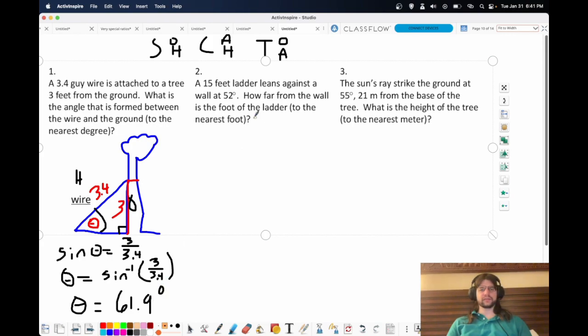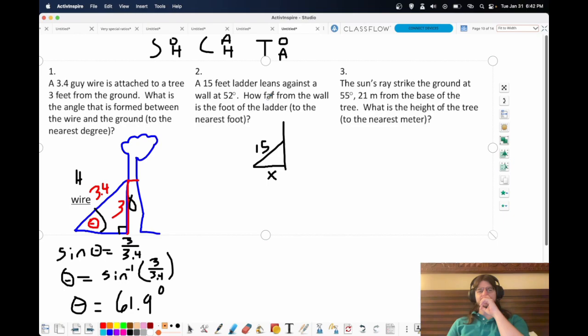All right, let's look at the next one. We got a ladder leaning against the wall. So again, we got a wall, ladder's leaning against it. And how far from the wall is the foot of the ladder? That's the bottom, remember? So this is what we're looking for right here. Foot of the ladder to the wall, X. The ladder's 15 feet long, so that's the hypotenuse there.